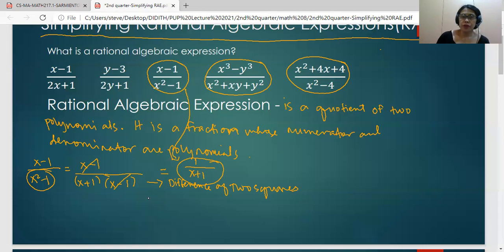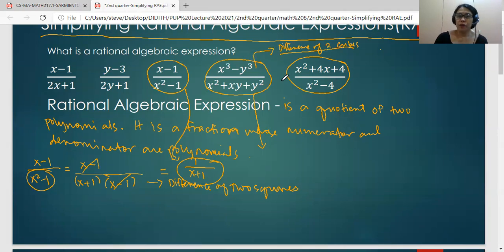Now, for x cubed minus y cubed all over x squared plus xy plus y squared, we have to write the factors of the numerator. The numerator is a binomial, the difference of two perfect cubes. So the factors are one binomial factor and one trinomial factor. The binomial factor is made of the cube root of both terms.